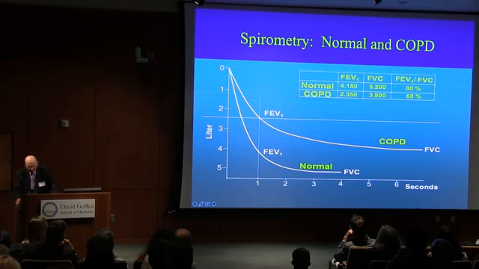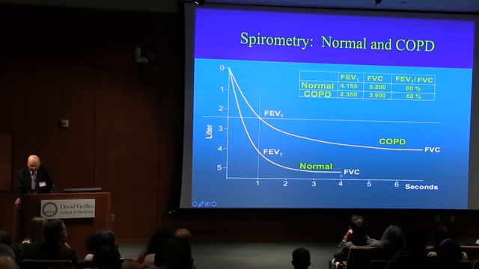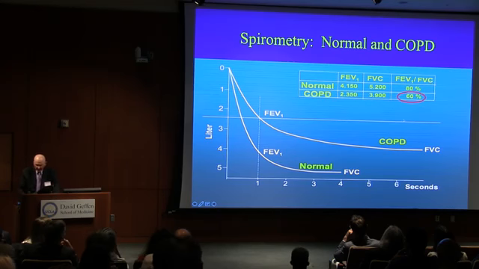The most accepted metric of airflow obstruction these days is the ratio of the FEV1 to the total amount of air you can expel from the lungs, from the top of your lungs, which is the vital capacity, the FEV1/FVC ratio, which in this case is 60%, and normally it's greater than 70%.